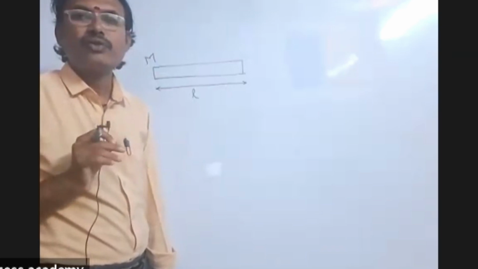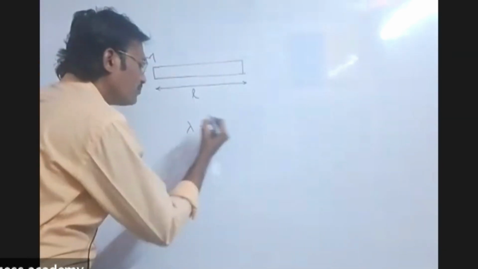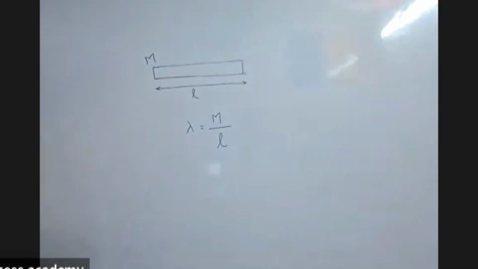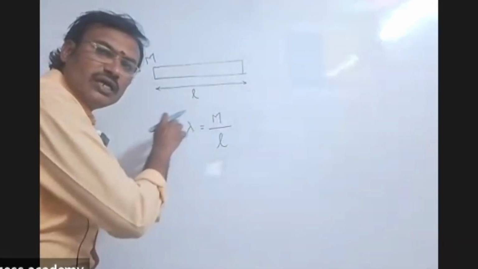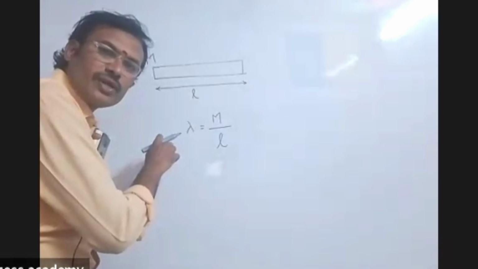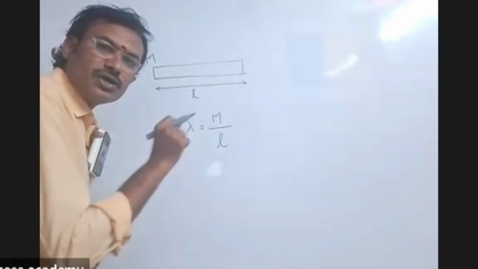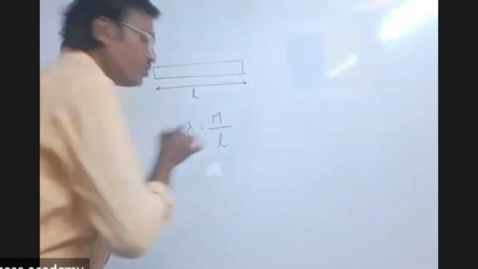Now, linear mass density can be represented with lambda. Lambda is equal to mass per length. Lambda is nothing but mass per length. Simply, linear mass density is nothing but mass per unit length. So I am representing that lambda is equal to M by L.